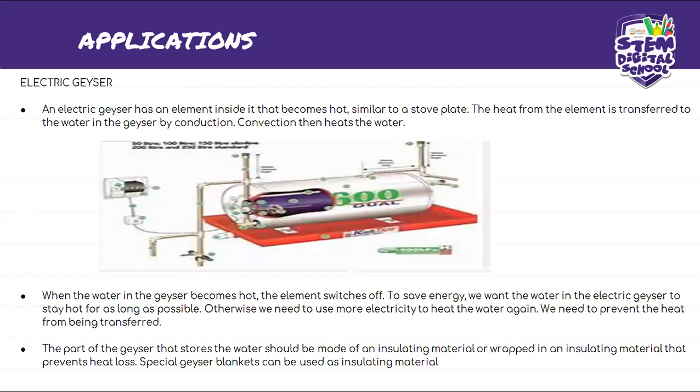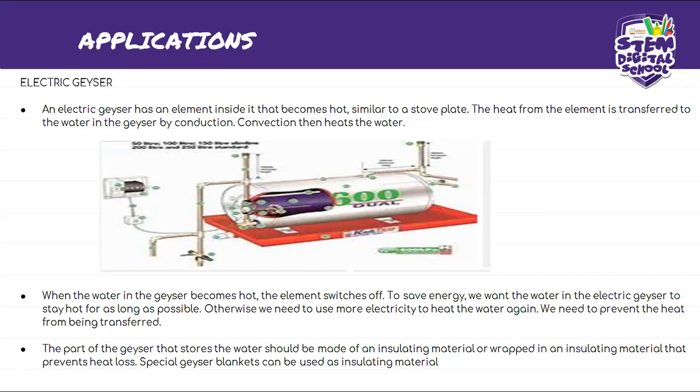Now let's look at what is happening there. In an electric geyser, the element inside it becomes hot, similar to that of a stove. The heat from the element is transferred into the water by conduction, and convection then heats the water. I hope you can hear that. So here we have two things at the same time. In a geyser, we have got what? Convection and conduction. So conduction: the material that is supposed to heat the water is in contact with the what? Water. So let's say this metal.